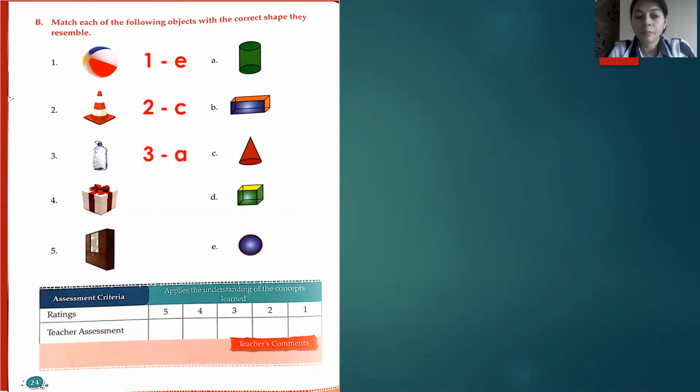So let's see how are you going to write the answer? 3-A. Fourth one is gift box. And what is the shape of gift box? Yes, correct. It is cube in shape. So 4-D. And the fifth one is almirah, and the shape of that almirah is cuboid. So the answer is 5-B. I hope you all have written till here.